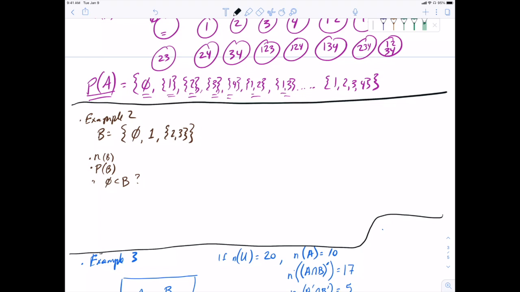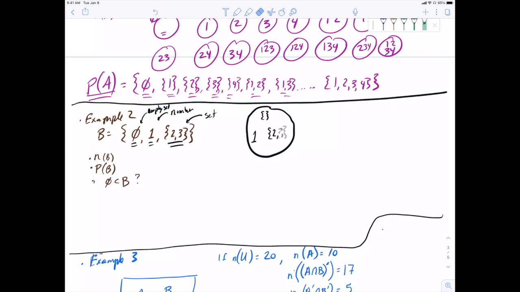Okay, so now B is this weird thing. It's got a set, but it's got different things inside it. The elements of B are, this is a number, this is a set, and this is the empty set. Wow, crazy. So if I drew a picture of B, it's got inside it the null set, it's got inside it the number 1, and it's got inside it the set of 2, 3.